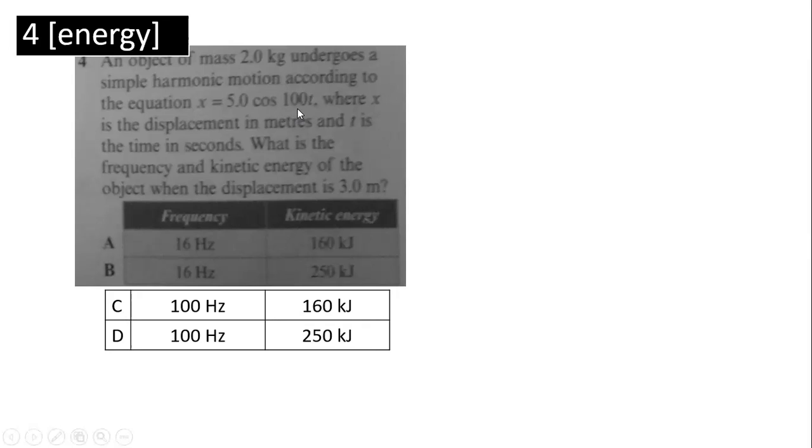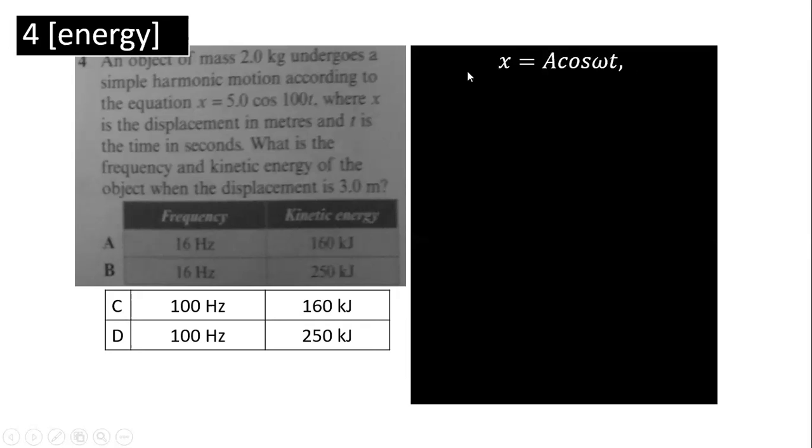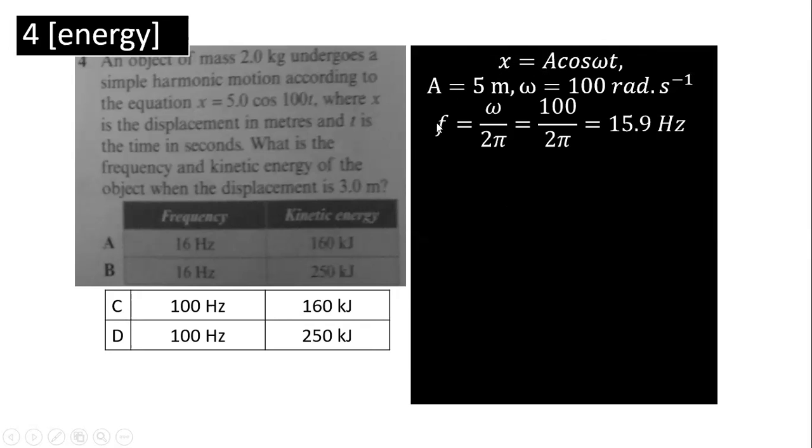Frequency can be obtained from here. Right? That's your standard formula for simple harmonic motion, where the object starts from rest. Right? Omega is 100. Amplitude is 5. You should be able to read. Omega is 100 radian per second. From there, you can calculate your frequency. Omega over 2 pi. 100 is omega, over 2 pi. Use your calculator.